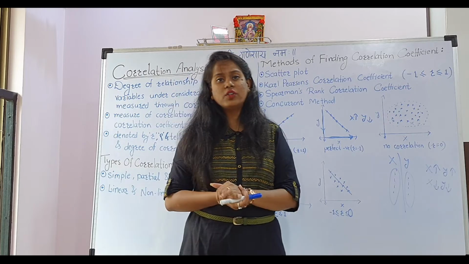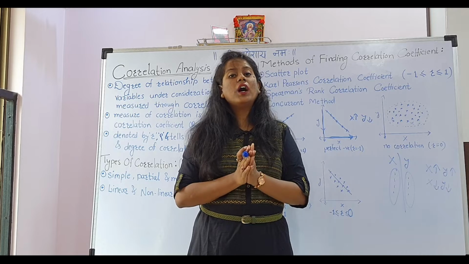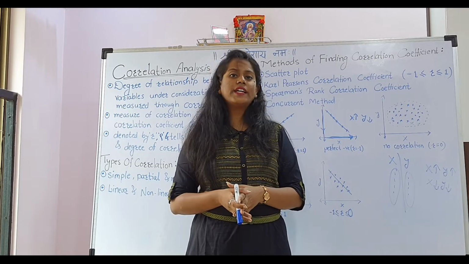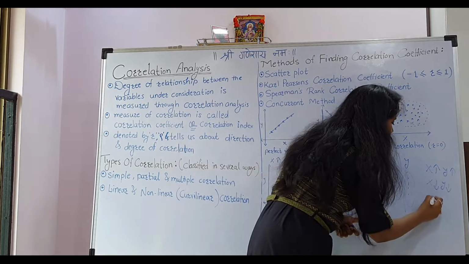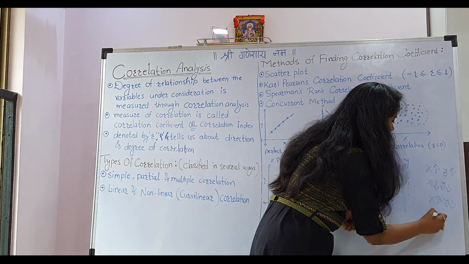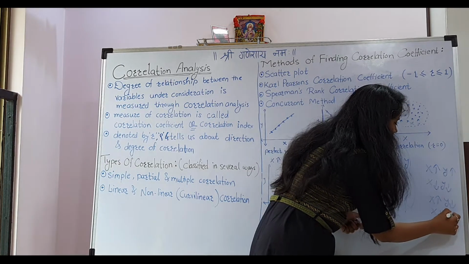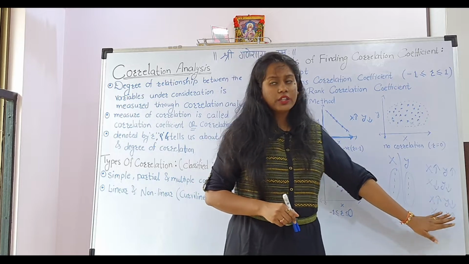Then what is negatively correlated? If two variables are moving in the opposite direction, then we can say that they are negatively correlated. That means if the value of x is increasing and y is decreasing, or else if the value of x is decreasing and y is increasing, they are negatively correlated.